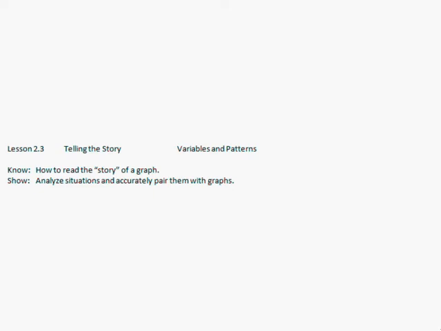Alright, this is lesson 2.3 of variables and patterns. We're going to learn how to read the story of a graph. So we're telling the story a little bit more. We're going to analyze some situations and accurately pair them with their graphs. So it's a little matching game we have here.